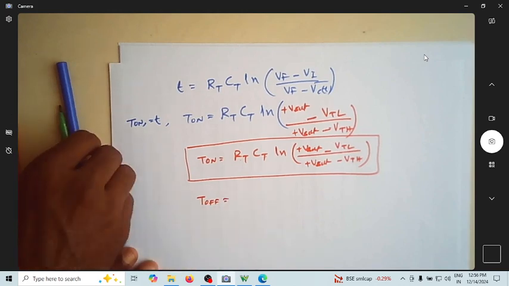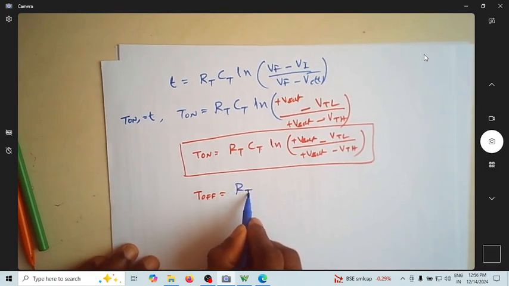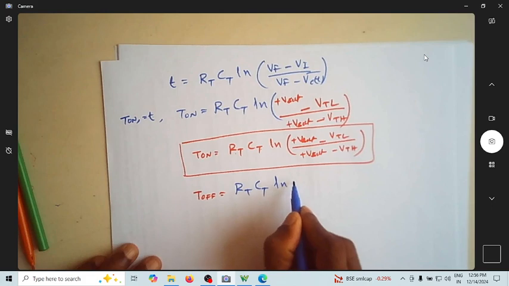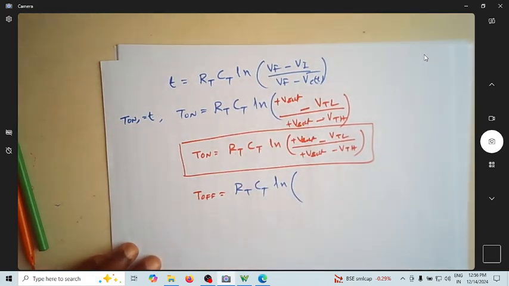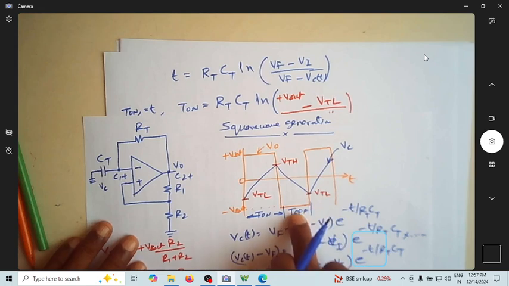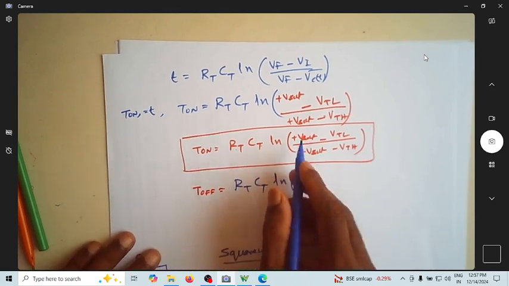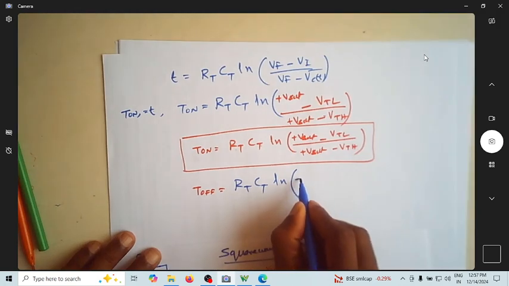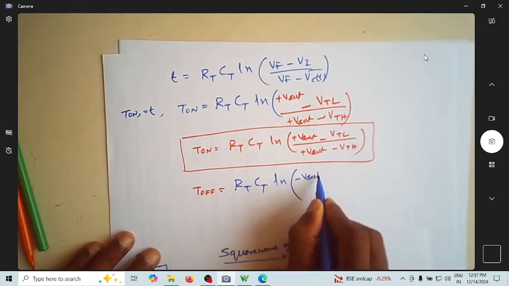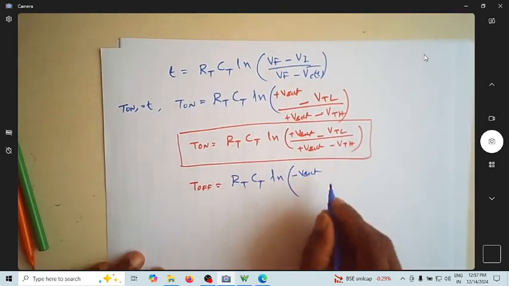So what is the expression for T off now? It is the same expression, so I will write RT CT ln of. For T off, what is the final voltage? If the capacitor is allowed to discharge till infinity, it will become minus Vsat. So Vf is minus Vsat.